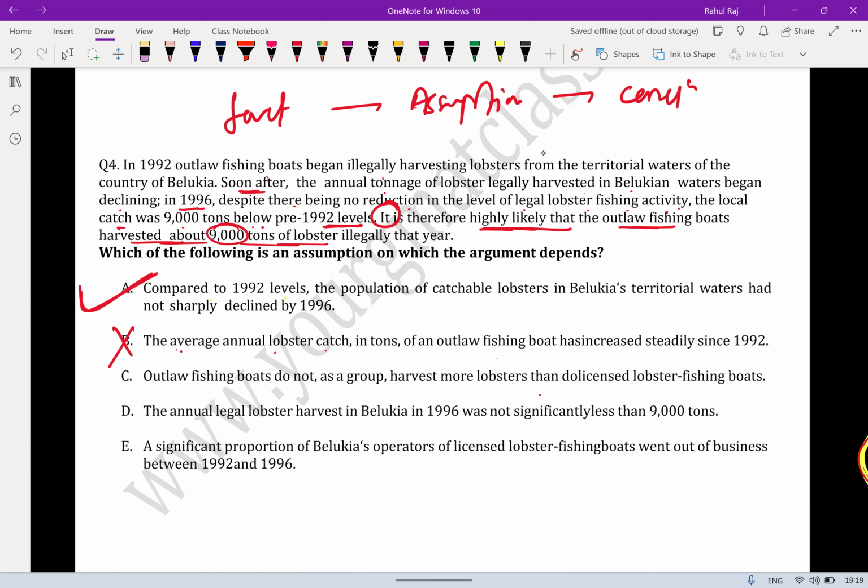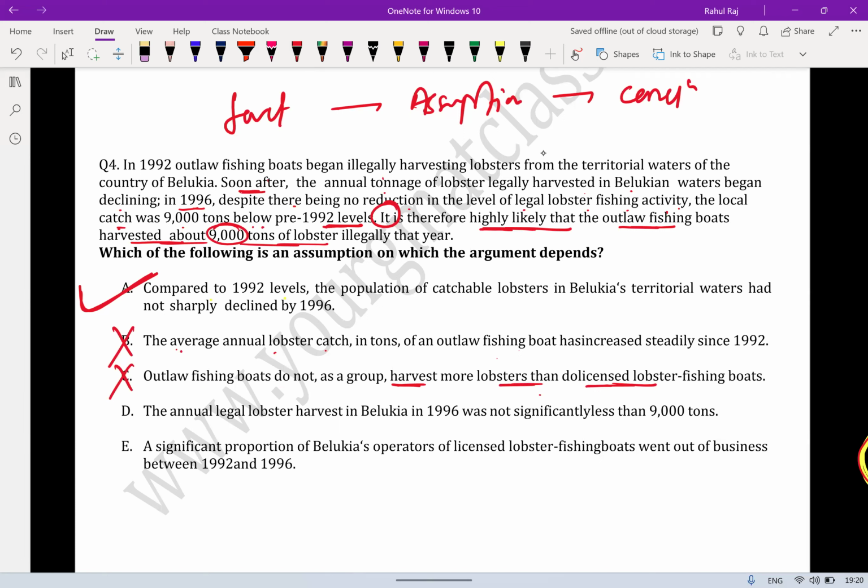Just go slow. C says illegal boats do not harvest more lobsters than licensed ones. Again, I'm not trying to compare here. It is not the contention of the argument that illegal boats harvest more lobsters or legal boats harvest more lobsters. I don't even have to negate this. I can straight away say this is an out of scope answer, not related to the contention of the argument.